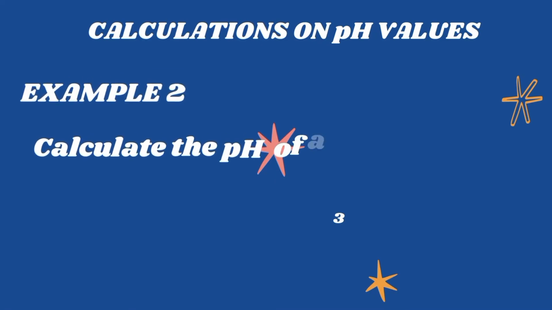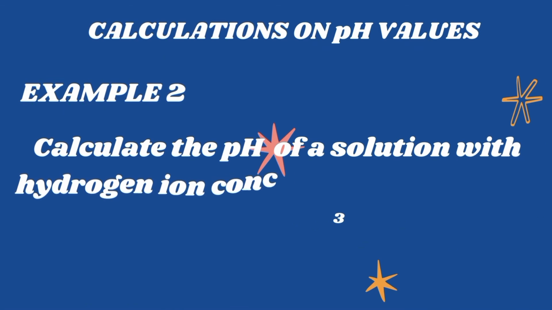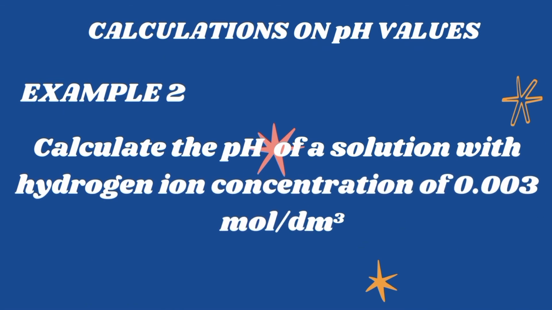So let's look at the second example now. Example 2. Calculate the pH of a solution with hydrogen ion concentration of 0.003 mole per dm cube. So it's just like the previous question. The difference here is that we're having 0.003.